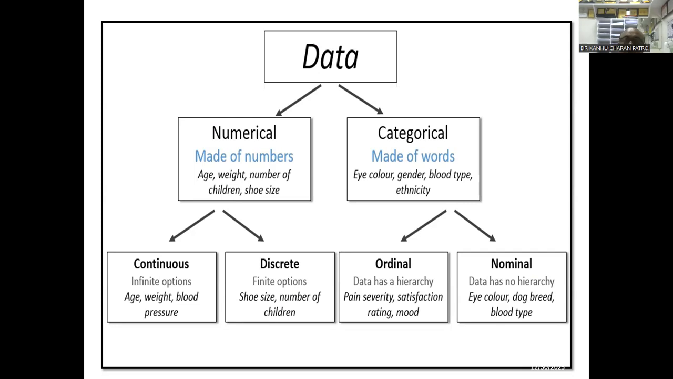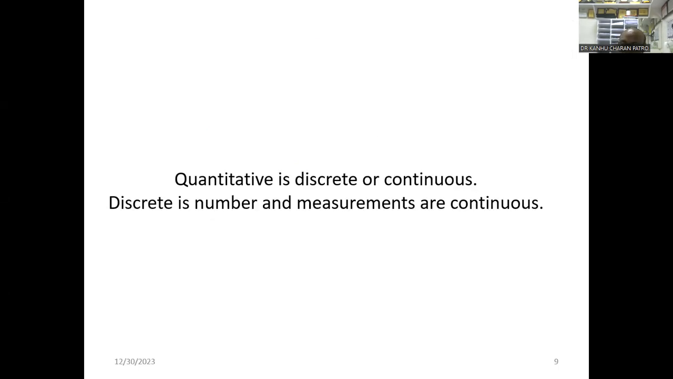But if you come to numerical data or quantitative data, it may be continuous, where you take measurements like age, weight, blood pressure. These are measurements, proportions, percentages. These are called continuous data. And discrete is a specific number, like shoe size, number of children, the n number. So numerical data is the quantitative data, categorical data is the qualitative data. Quantitative is either discrete or continuous, as I told. Discrete is a number and measurements are continuous.